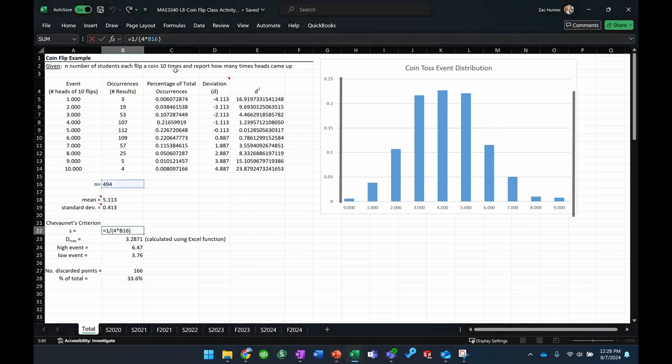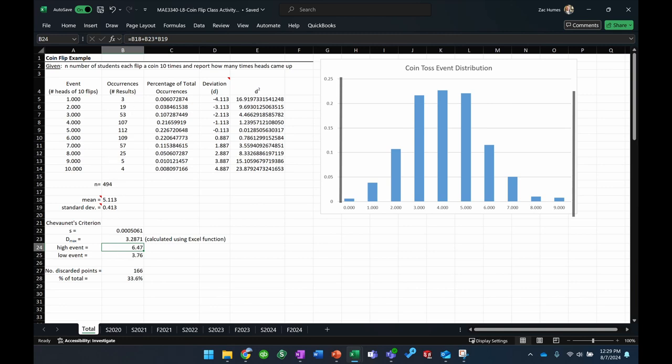So here's the 1 over 4 times the number of samples. And so that's going to set our S, and that is the probability under the curve that we're interested in. So then from there, we can get our D max. You could look it up at the table, but I actually am using an Excel function here, so I've got a little bit better resolution than the table can provide. And then I have my high and my low event.